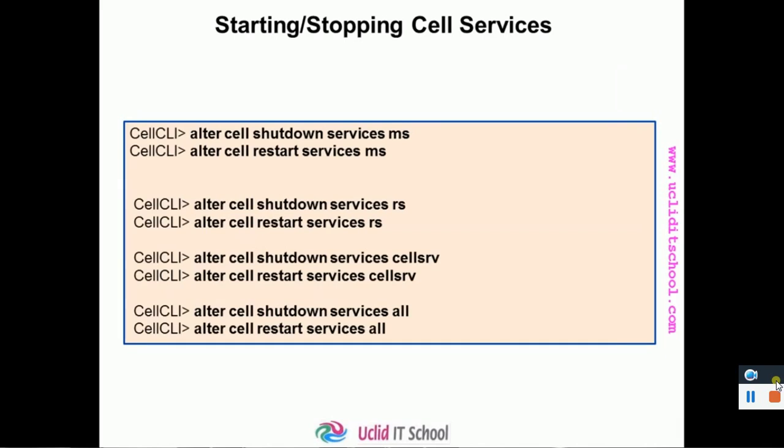This slide shows you how to stop and start individual services like MS, RS, and cell serve, or, using a single command, how to stop all of them and how to start all of them. There is no start command, it is always restart. The keyword is restart. So: alter cell shutdown services MS, RS, cell serve or all. Similarly, alter cell restart services MS, RS, cell serve or all.